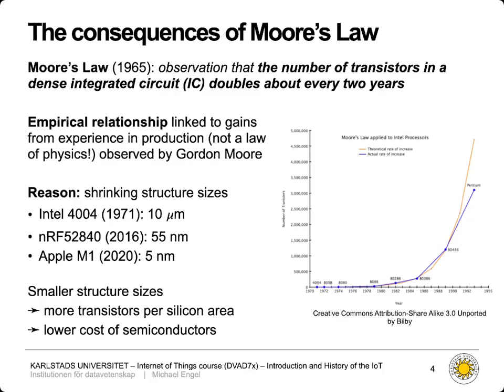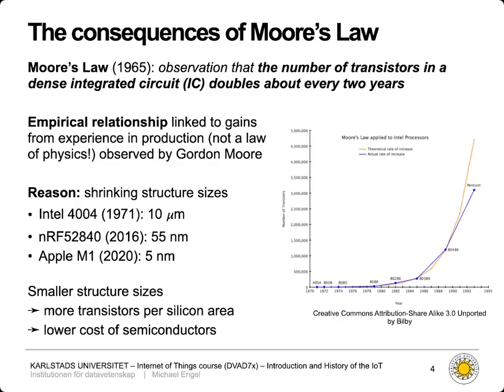So this is not a law like a law from physics. This is just an observation and an empirical relationship, but it has worked out quite well for the last couple of decades. So this empirical relationship that was observed is linked to gains from the experience in production. So your production was more reliable, it could use new technologies, and you can see the development that took place here on the right-hand side in this graph.